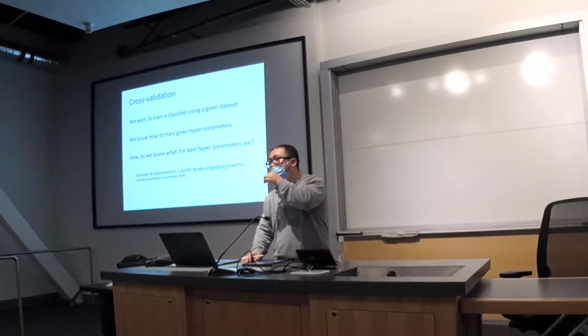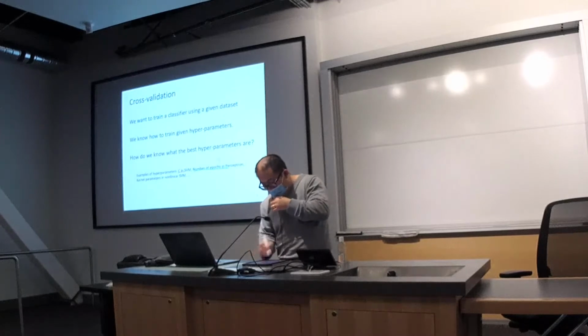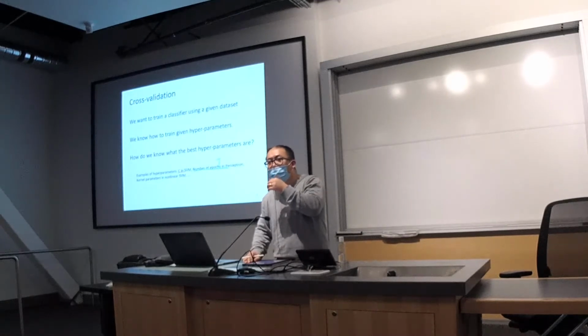Number of epochs in perceptron. When you implemented your multiple perceptron, average perceptron, you always need to set how many epochs you are going to go through the data. We use big T to denote the number of epochs. This big T never appears in any loss function or objective function. You cannot optimize it using gradient descent.